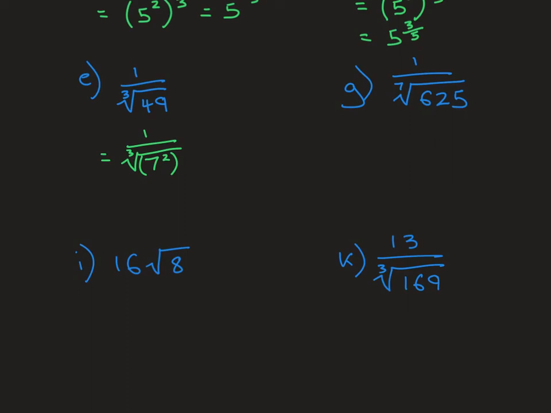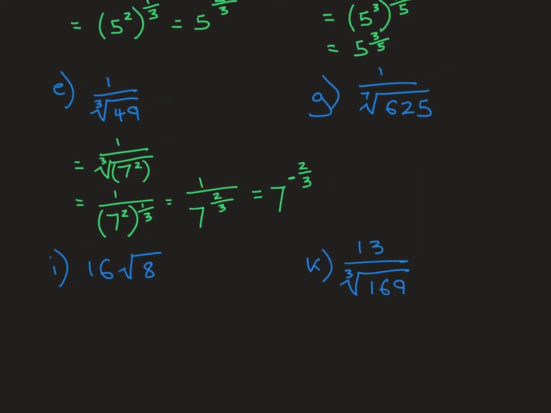All right, so let's look at the next step for this one. Now we want to get rid of the surd. So we're going to have 1 over 7 squared to the power of 1/3, which is going to be equal to 1 over 7 to the power of 2/3. Okay, so we're getting rid of our brackets and expanding there. Now what we're going to do is get rid of the fractional number there. So that's going to be equal to 7 to the power of negative 2/3. Okay, all right, so let's look at G.